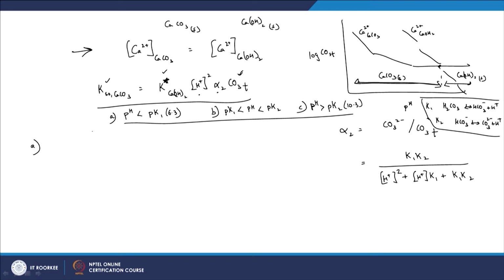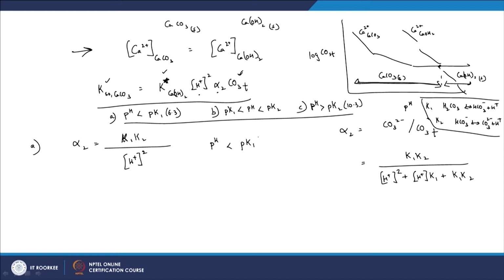Obviously, what will alpha 2 transform into in this case, when pH is far less than pK1? K1 K2 is going to be K1 and K2, but which term would predominate in the denominator when the pH is very low? Obviously the H+ concentration is going to be very high, so this particular term is going to predominate, as in alpha 2 is going to be equal to K1 K2 by H+ squared when the pH is less than pK1.